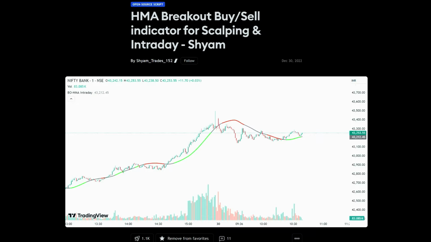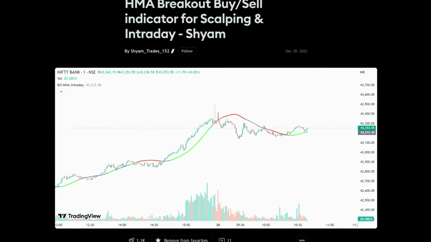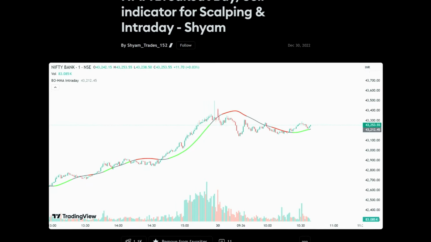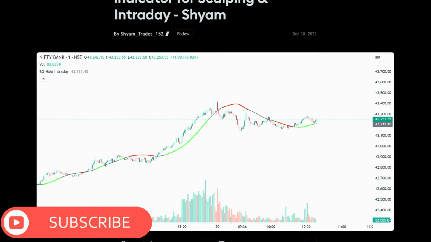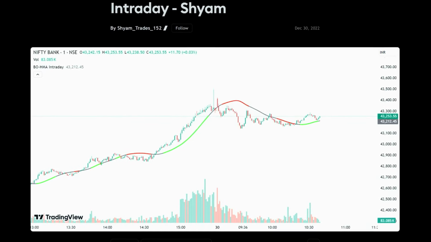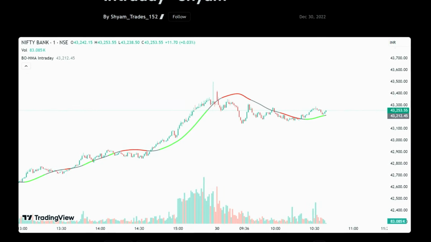You're gonna love this. The indicator we're working with is super simple and effective. Here's the lowdown. It gives you a buy signal when the moving average lines turn green and a sell signal when they turn red. Pretty slick, right? The best part, this bad boy can be used for both intraday trading and scalping.